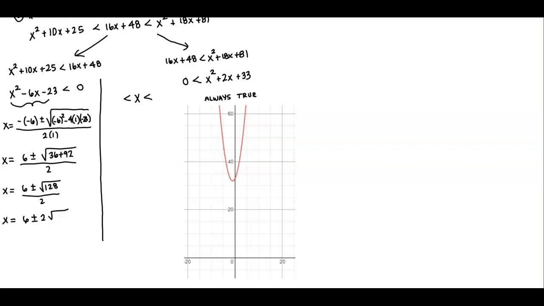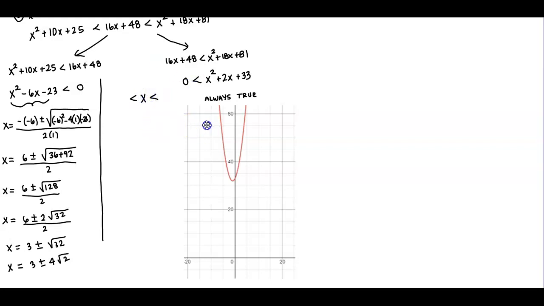Rewrite that. So 32 over 2. And so if we simplify that, 2 goes into 6 3 times, plus or minus 2 goes into 2 1. So that's 3 plus or minus the square root of 32. And so therefore x is going to equal 3 plus or minus 4 times the square root of 2.